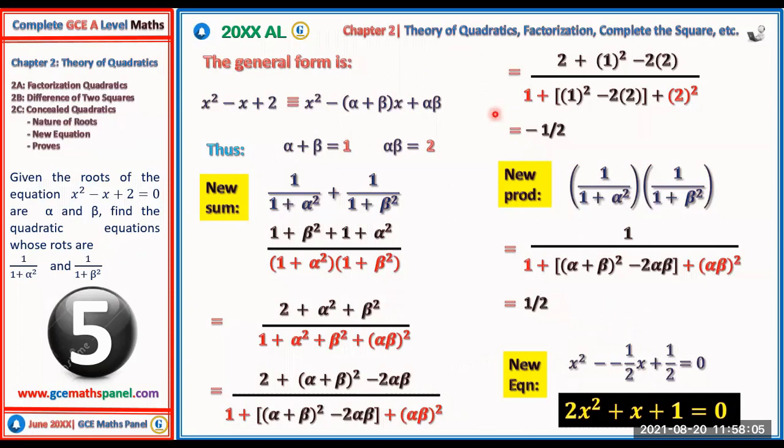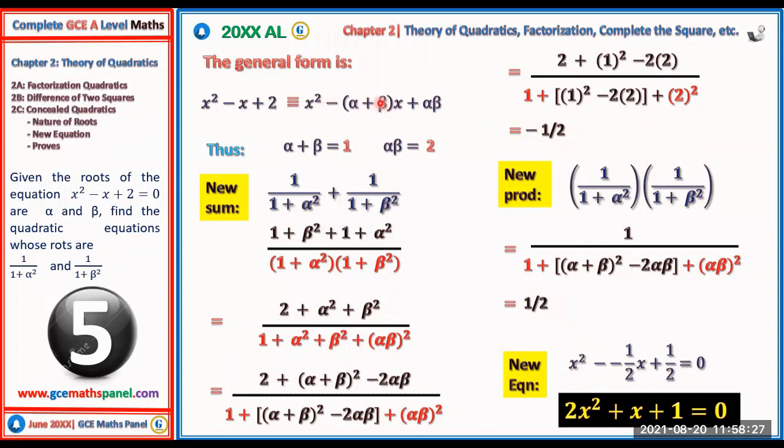All right, the new equation. Okay, the new equation is given by x squared. Look at what you have here. I'm copying this one. Yes, you have x squared minus the sum. You are using the new sum. The new sum is minus a half. So we have x squared minus.